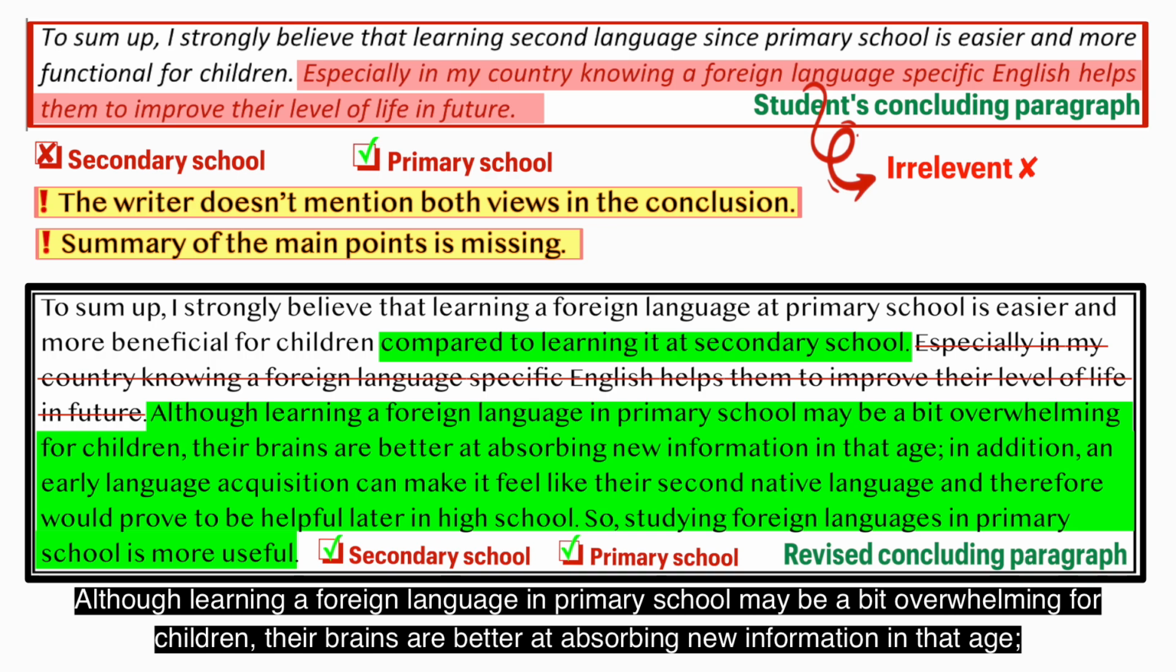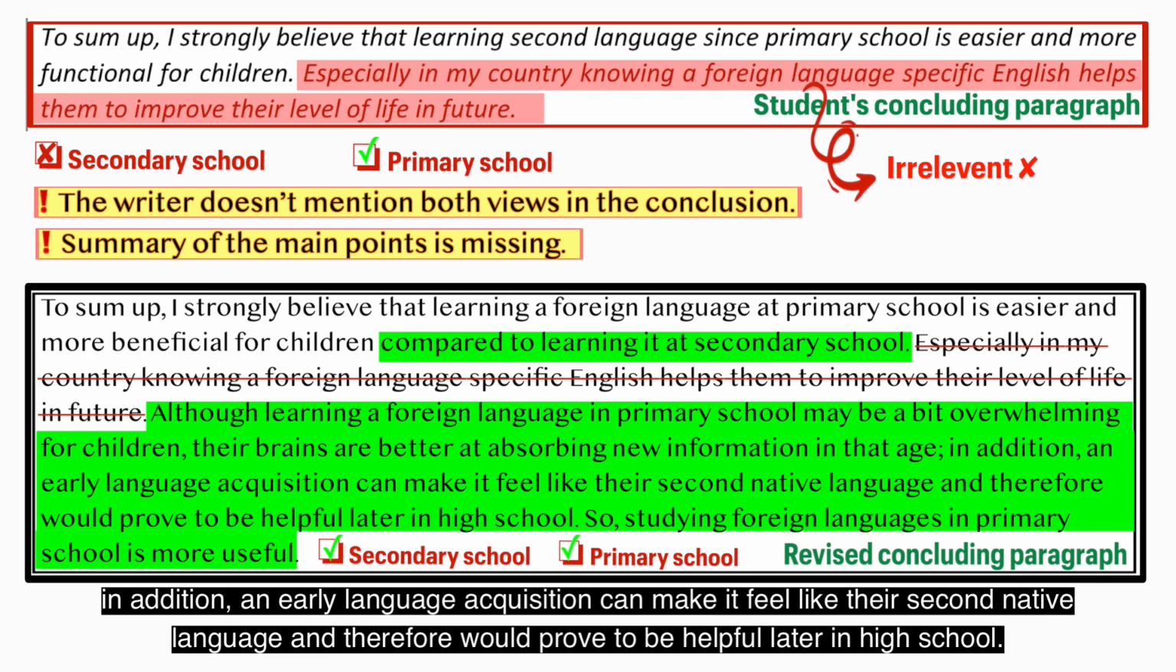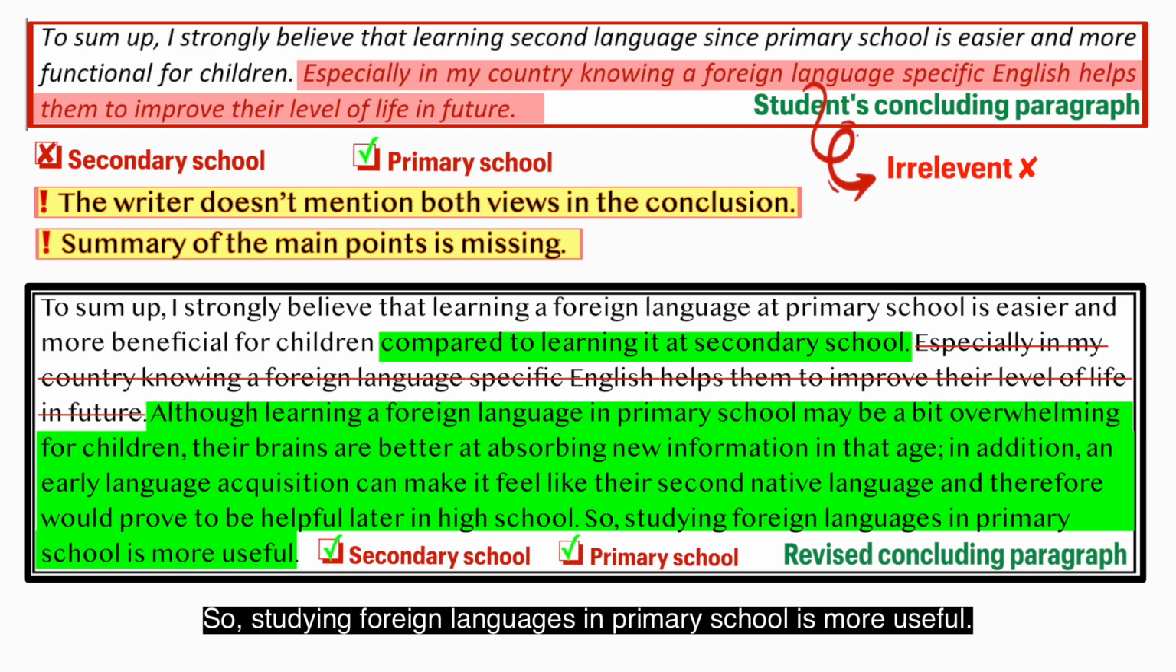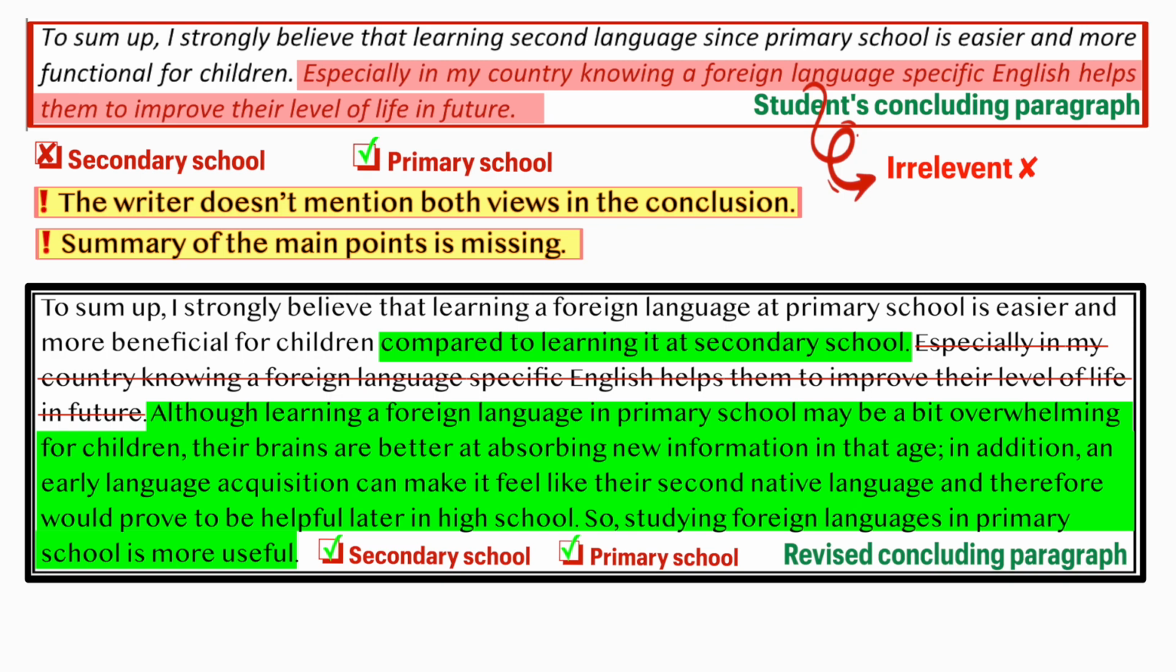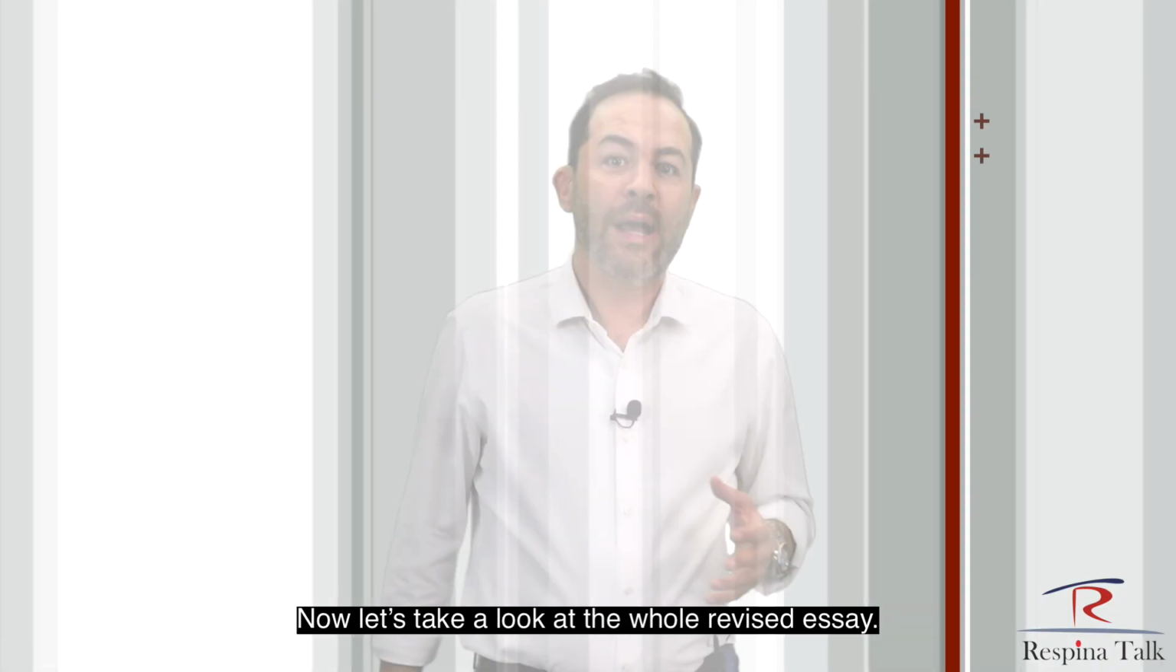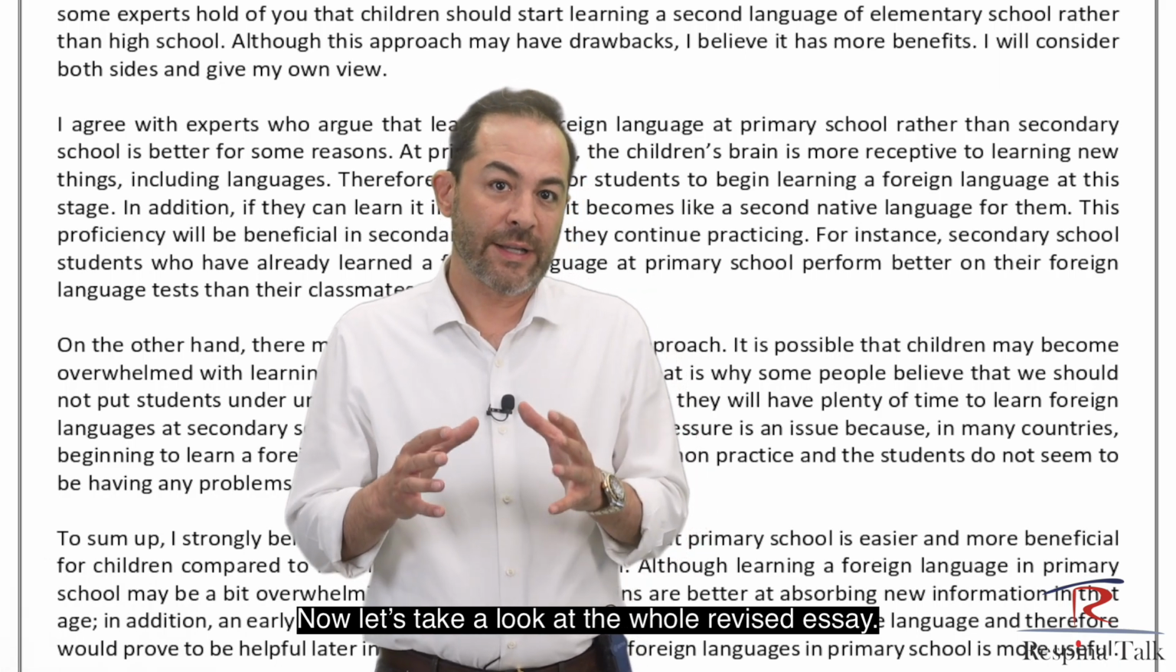Although learning a foreign language in primary school may be a bit overwhelming for children, their brains are better at absorbing new information at that age. In addition, an early language acquisition can make it feel like their second native language and therefore would prove to be helpful later in high school. So studying foreign languages in primary school is more useful. Now let's look at the whole revised essay.